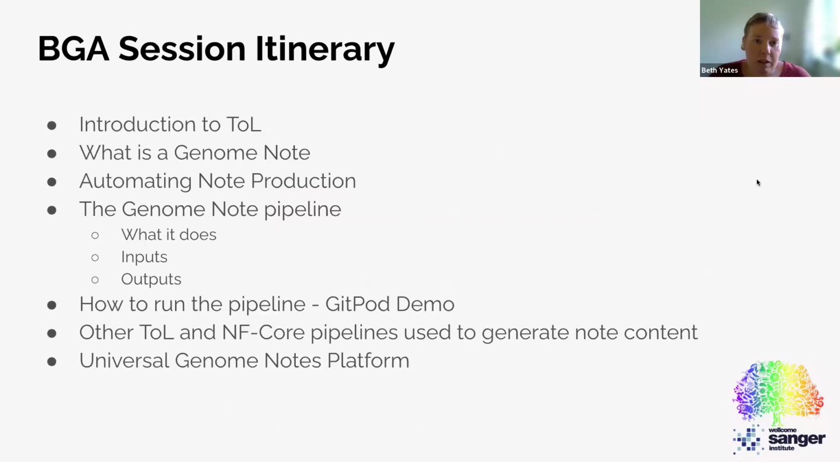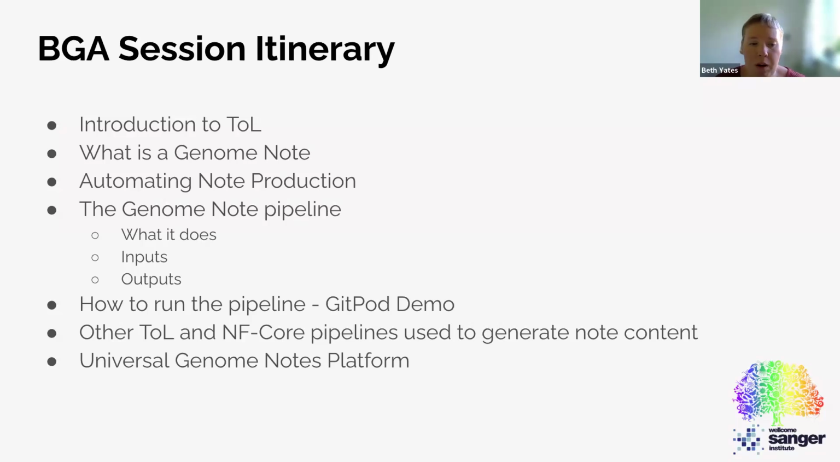So I'll just give you an idea of what to expect from this session. The first thing I'll be doing is giving you an introduction to the Tree of Life project and an overview of where we fit in and what we're doing and what a genome note is. And then I'll give you some more information about how we're actually trying to automate the production of genome notes. And then I'll introduce the genome note pipeline and explain what it does, what inputs it takes, and what outputs it gives. And there will also be an interactive part to this session where you can run the pipeline yourselves on a test genome data set on the GitHub demo.